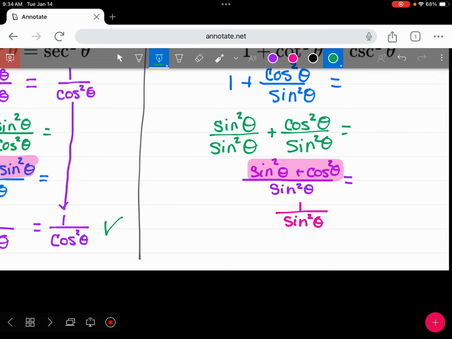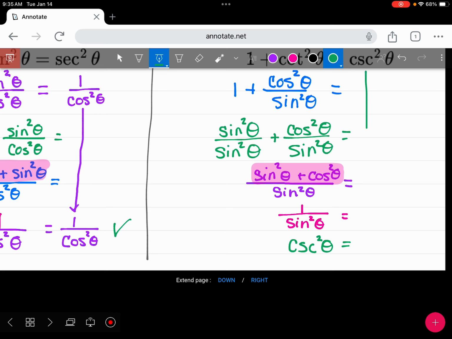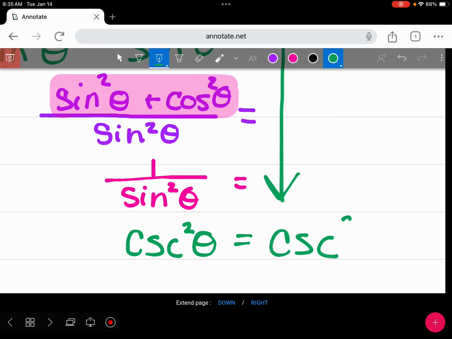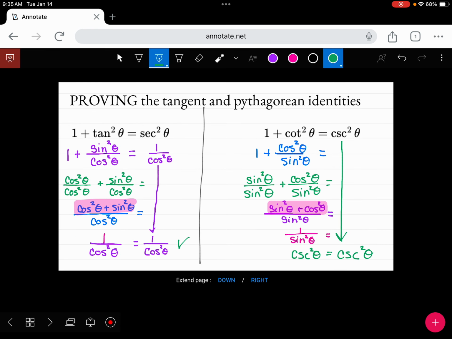And when I have 1 over sine, which trig identity does that go to? Or which trig function? So 1 over sine, that is our reciprocal, our cosecant squared theta. And that's exactly what we wanted this to be over here, was cosecant squared. Okay, questions on this one? Because they're kind of weird, but that's where all these trig identities are coming from, kind of verifying and working with them.